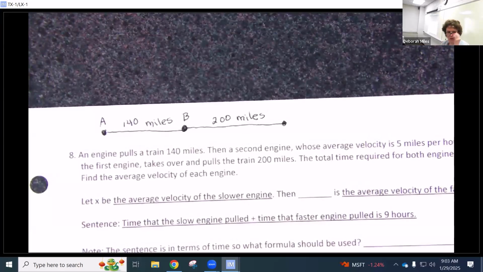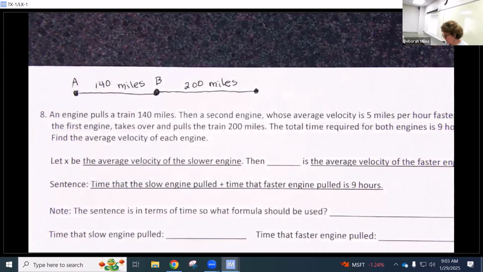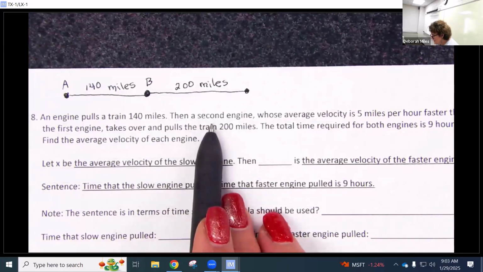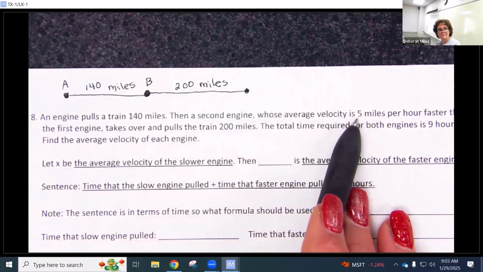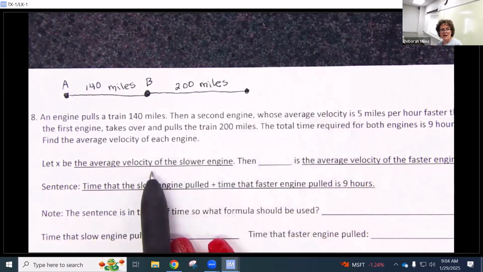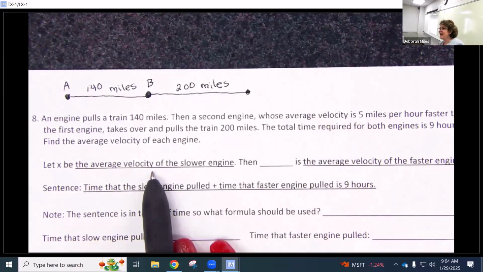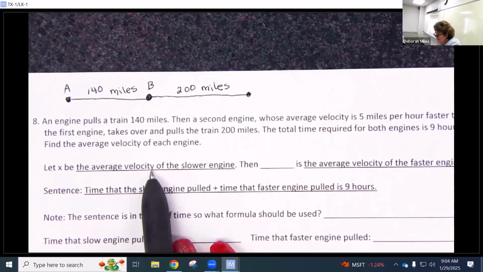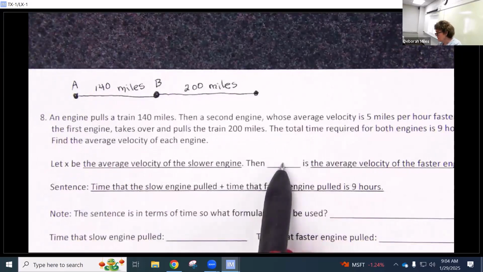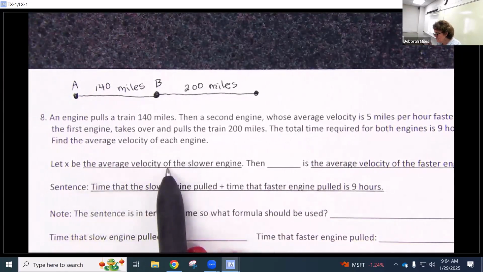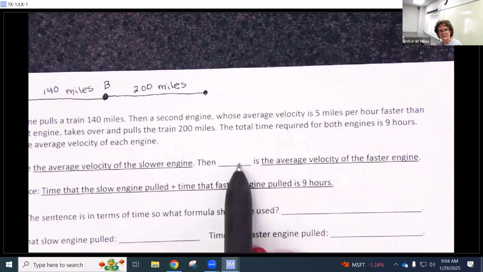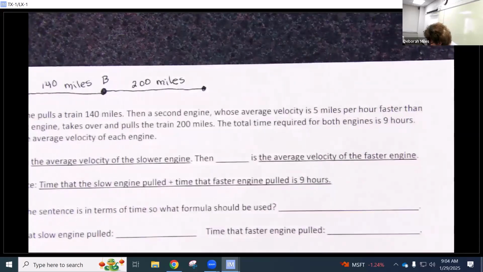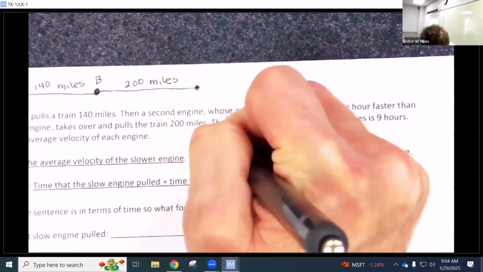All right, I typed more words here because I knew we would be running out of time or had run out of time. If the second engine is going 5 miles an hour faster than the first engine, I said, eeny, meeny, miny, mo, let X be the speed or the average velocity of the slow engine. I could have let X be the average velocity of the faster engine. That would just change what I have here. If I let X be the velocity of the slower engine, then what's the velocity of the faster engine? Yeah, 5 miles an hour faster than slow is X plus 5.